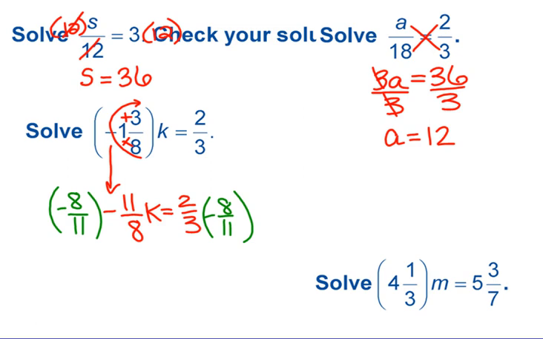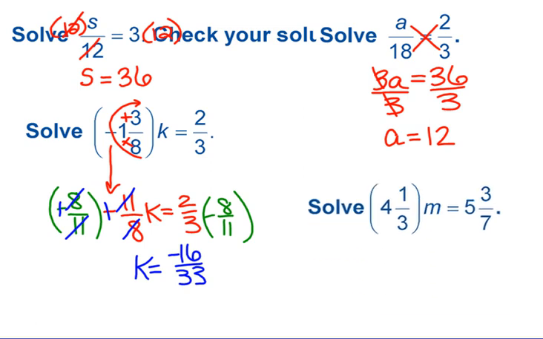All right, right here, your negatives both cancel out to positives. Your 8's on the top and the bottom cancel. Your 11's on the top and the bottom cancel. So that entire side cancels down to a nice little k. On the right side, it would be nice if we could cross cancel, but there's nothing, okay? Nothing goes into 3 and 8 or 2 and 11. So we're just stuck. Multiply the numerator times the numerator. 2 times negative 8 is negative 16 over the denominator times the denominator. 3 times 11 is 33. And there's our answer.